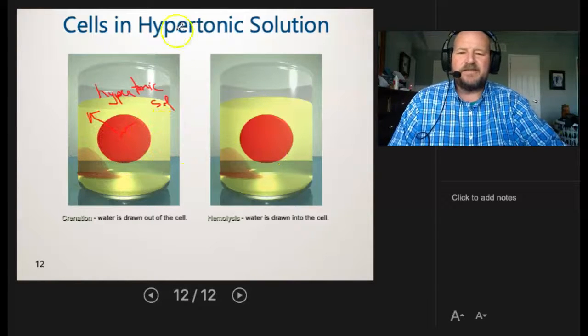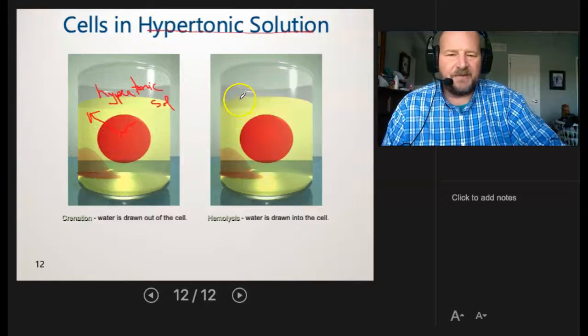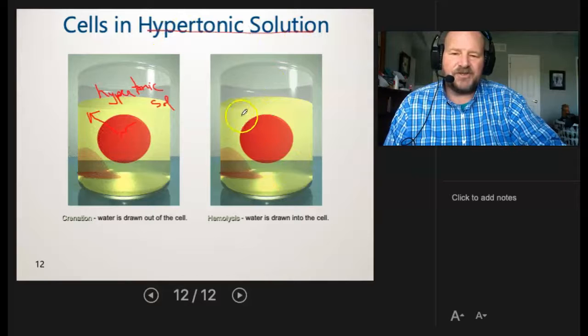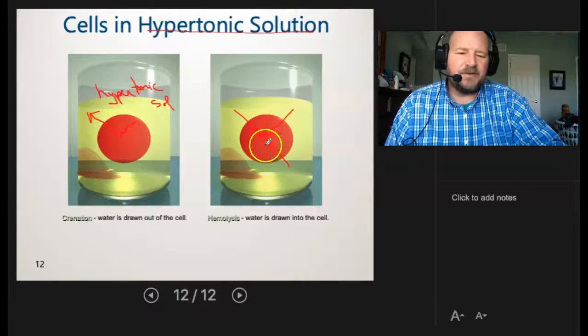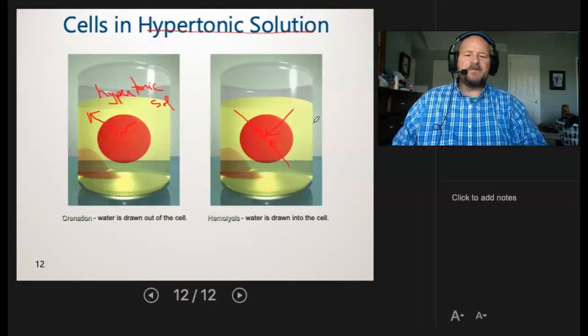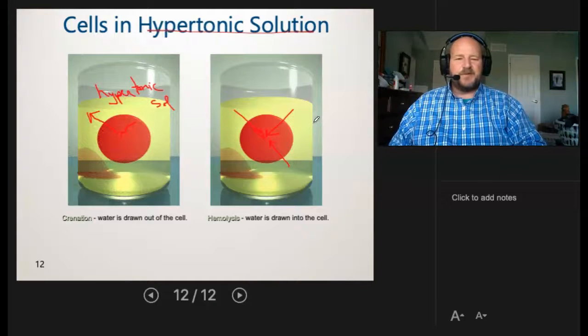On the other hand, it says hypertonic solutions, but really this one's going to be a hypotonic solution. And so now what we have is the concentration on the inside. The water is going to go inside to the cell, and the cell is going to blow up like a balloon. And eventually, if it's too much, then it will just pop, right? Just like putting too much air in a balloon.